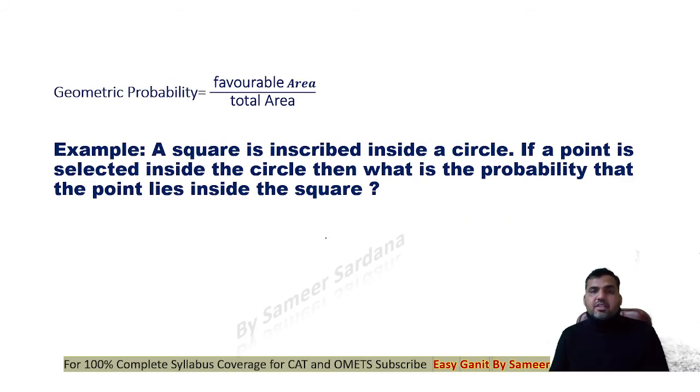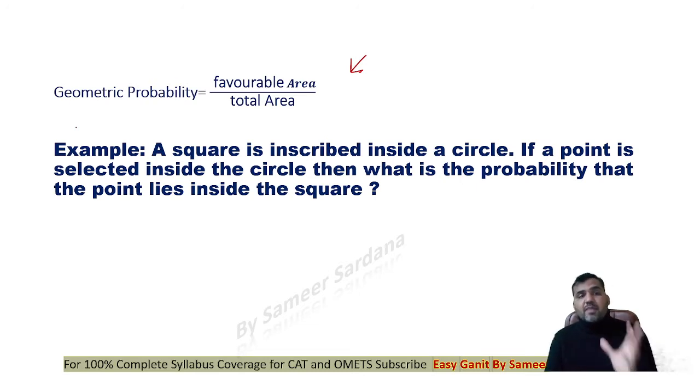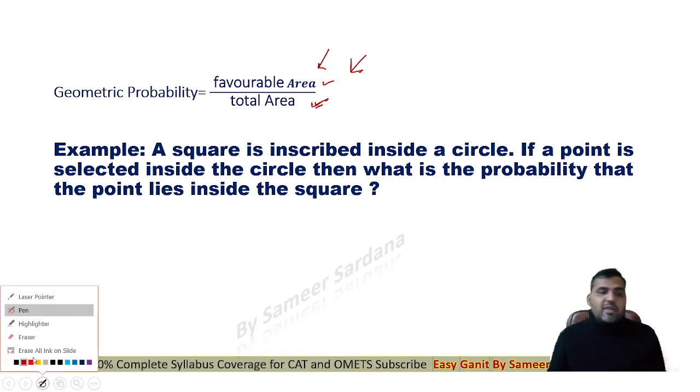Now next, which is very important, is geometrical probability. Whenever you're solving a geometric probability, it is a favorite of CAT. It is a favorite of XAT. Geometric probability is favorable area upon total area. In the case of events, we put favorable events in the numerator and total number of events in the denominator. But when it comes to geometric probability, you always put favorable area in the numerator and total area in the denominator.